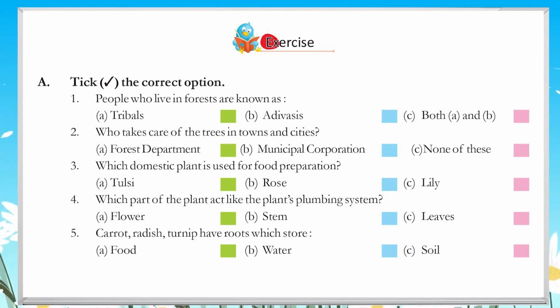4. Which part of the plant acts like the plant's plumbing system? A. Flower, B. Stem, C. Leaves. 5. Carrot, radish, turnip have roots which store A. Food, B. Water, C. Soil.